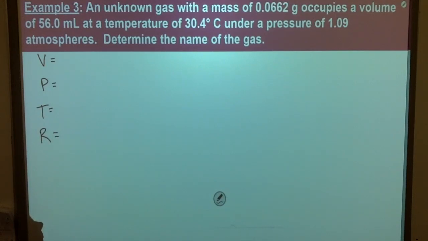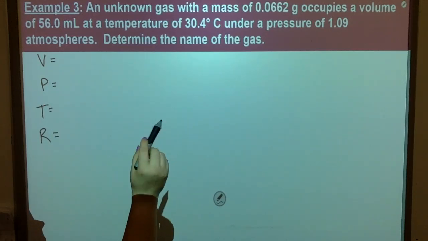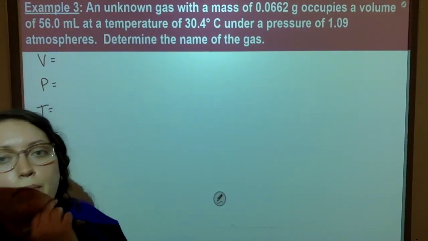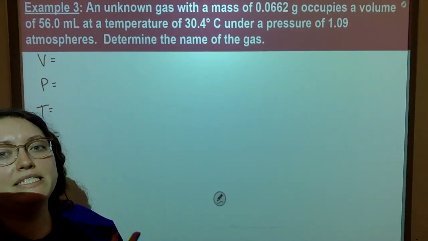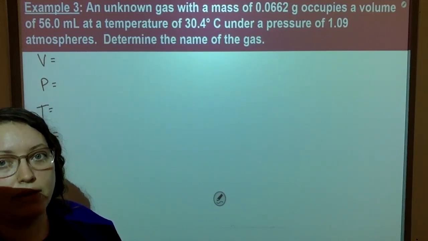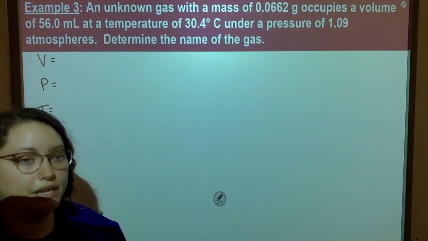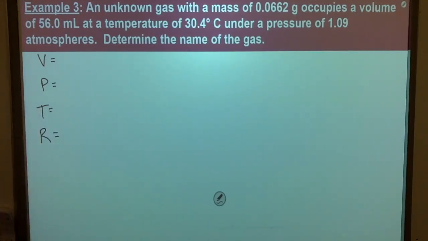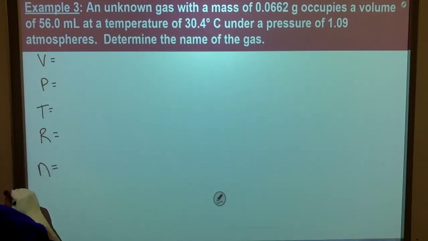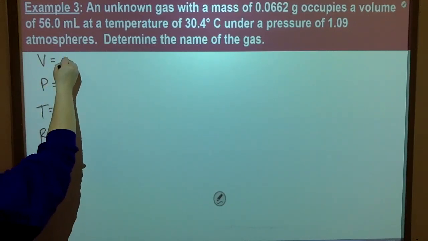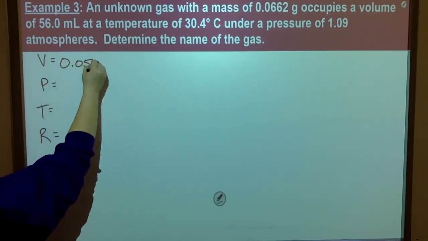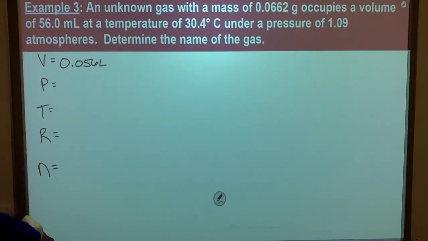It has a mass here that's occupying a volume. So the mass, and I guess I should clarify, the mass that's given in the problem is the mass of the sample. It's not the molar mass. Okay, so we need to find the molar mass, which we're going to get from finding moles first. So let's see here. We'll put this in. Volume is 56 milliliters. Okay, so that's going to be 0.056 liters, has to be in liters.